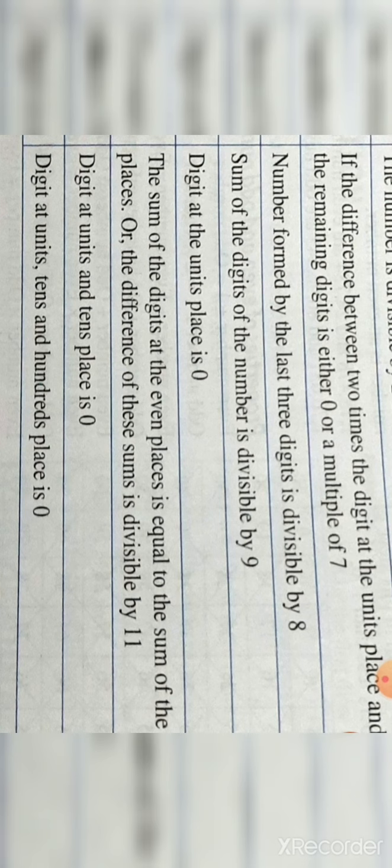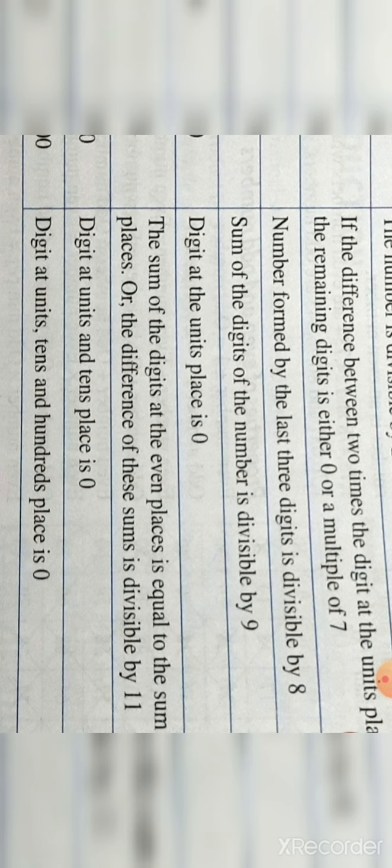For the divisibility test of 100, the digits at the unit and tens places should be 0, meaning at the end there should be 2 zeros, then only it is divisible by 100. It is very simple. Then the divisibility test of 1000 also: if there are 3 zeros at the end of the number, it means it is divisible by 1000. So this way we are going to check the divisibility of numbers.